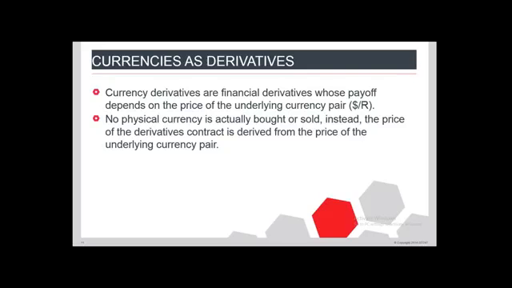It's important to note that there is no physical currency that is actually bought or sold. Instead, the price of the derivative contract is derived from the price of the underlying currency pair and its movement. So no physical currencies, euros, dollars, are exchanged between the buyer or a seller. Rather, it's the value of the underlying asset and its movement.